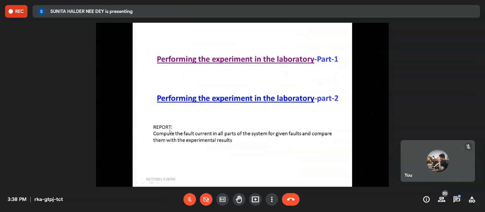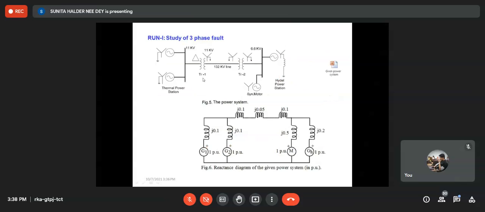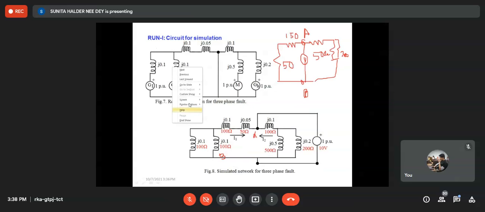So what you have to write in the report: compute the fault current in all parts of the system for the given faults and compare them with the experimental results. What is the meaning of all parts of the given system? So in the given system, actually this is one current, this is one current, this is one current. So you have to calculate current in all parts, right? So not only this fault current, you have to calculate all these currents also.